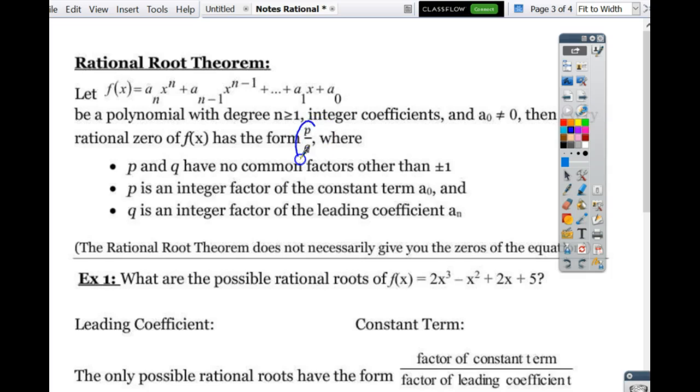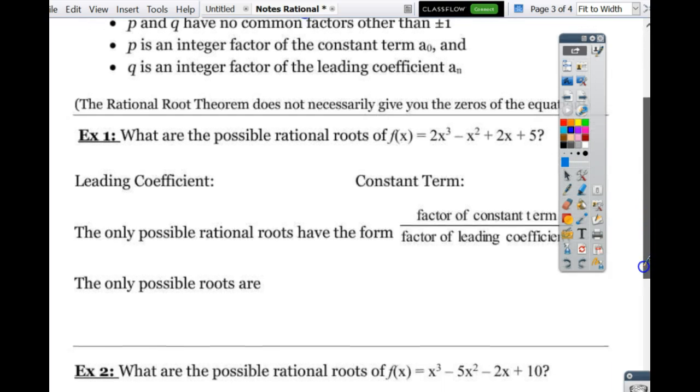Okay, so here's what you need to know. For the rational root theorem, it's going to be P over Q. P is going to be the constant factor. P is the last one, whatever the last number is, and P goes on top. Q is the leading coefficient, and it's going to go on bottom. And so this is how it will look.